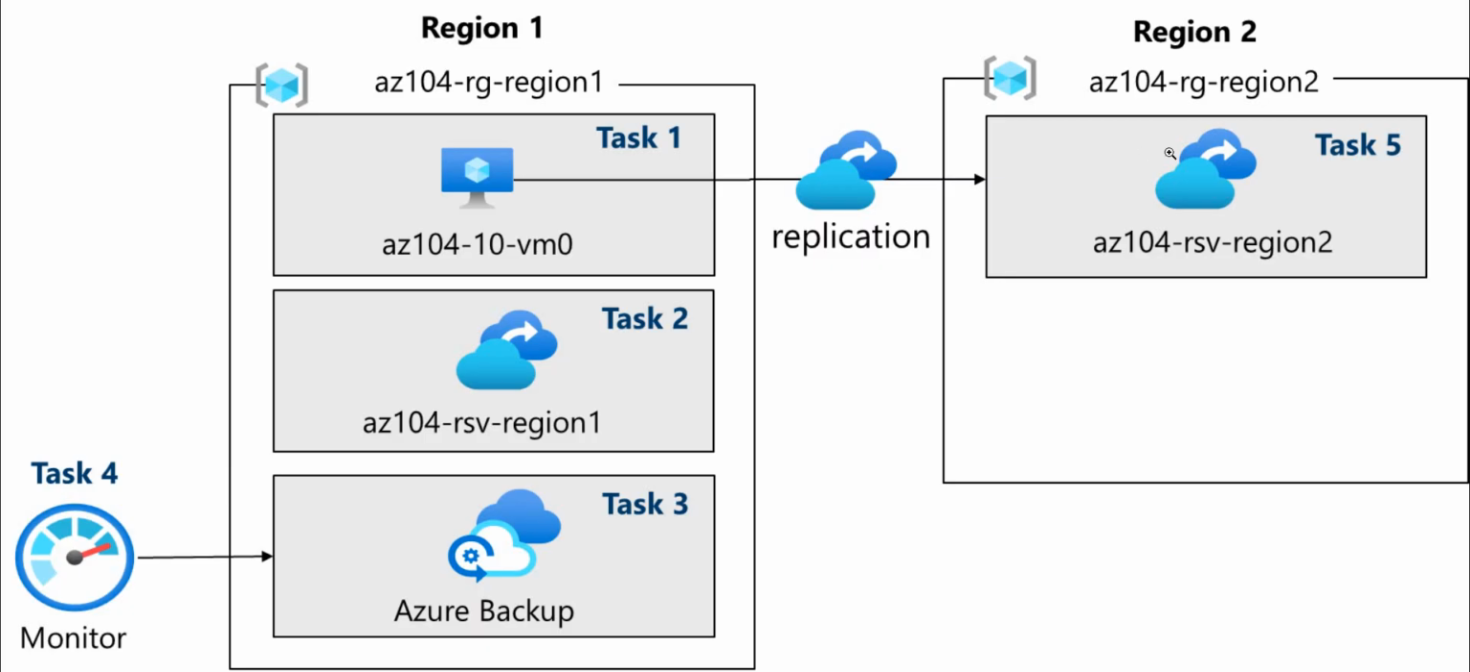Lastly, in task 5, we are going to replicate the virtual machine from region 1 to region 2 under the resource group AZ104 RG region 2. And we are also going to create a second recovery services vault named AZ104 RSV region 2 for disaster recovery. So this setup ensures that if region 1 goes down, the VM can be recovered in region 2 with minimal downtime. In summary, this lab demonstrates how to backup, monitor, and also replicate an Azure VM for business continuity and disaster recovery.